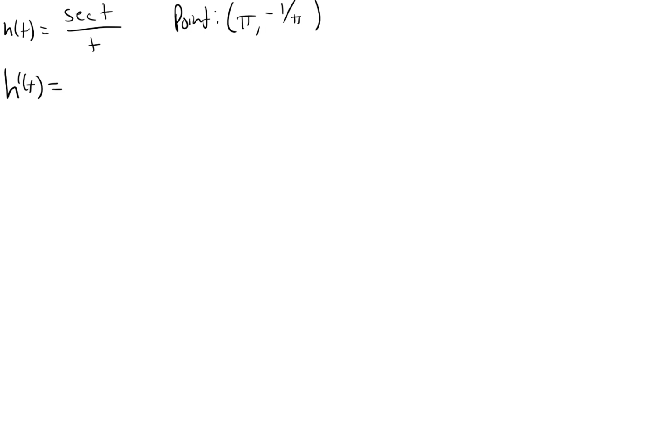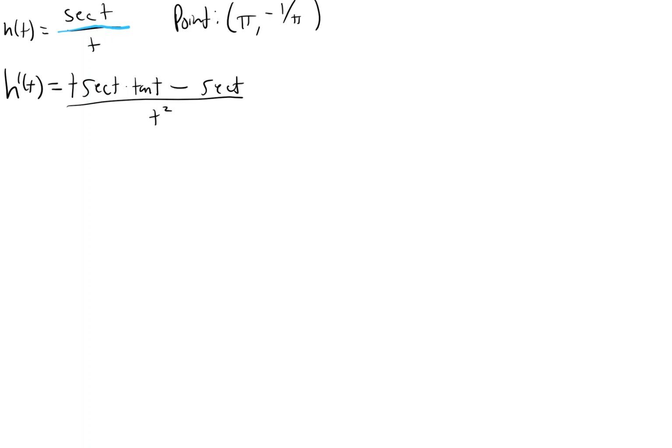Derivative of h of t. Looks like we need the quotient rule. So derivative of the numerator, which would be secant t times tangent t, times the denominator, subtract the derivative of the denominator, which would just be 1, times the numerator, over the denominator squared. So there is our derivative.